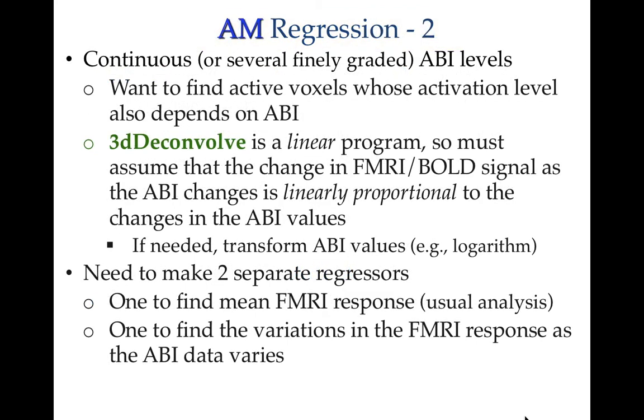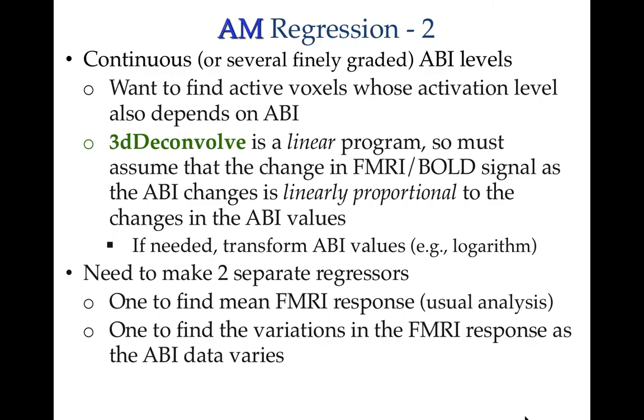Well, if you just have two levels of ABI, yes or no, then that's really just two different kinds of stimuli, the yes ones and the no ones. But if you have multiple levels, usually you think of those as continuous, then our analysis is linear regression, so we have to assume that the change in the measured signal, the BOLD data, is proportional to the changes in the ABI values. If you have a bigger ABI value, then you get a bigger BOLD signal. That would be a positive effect. You could also get a smaller BOLD signal if you have a bigger ABI value.